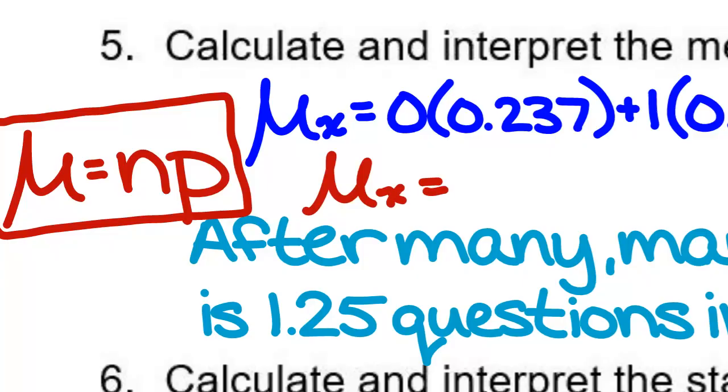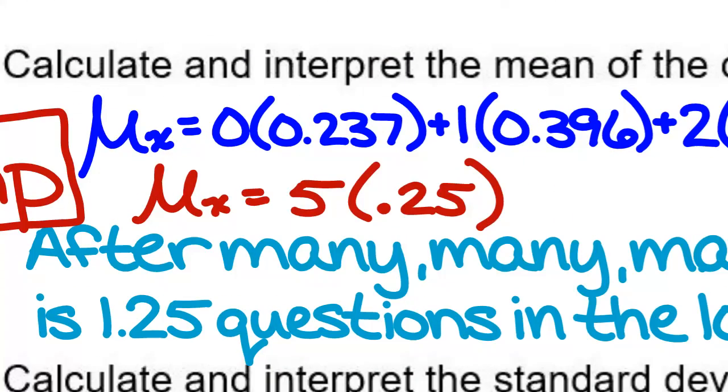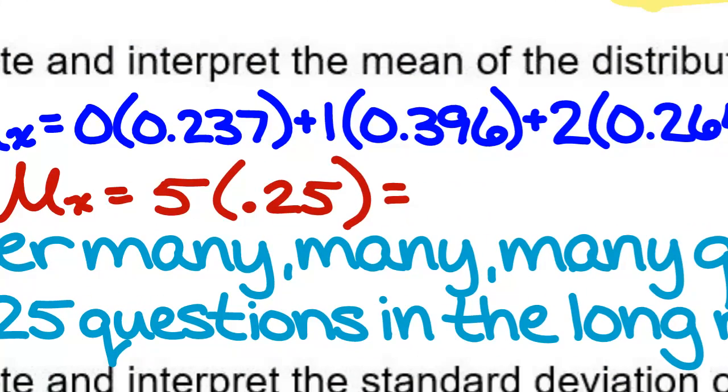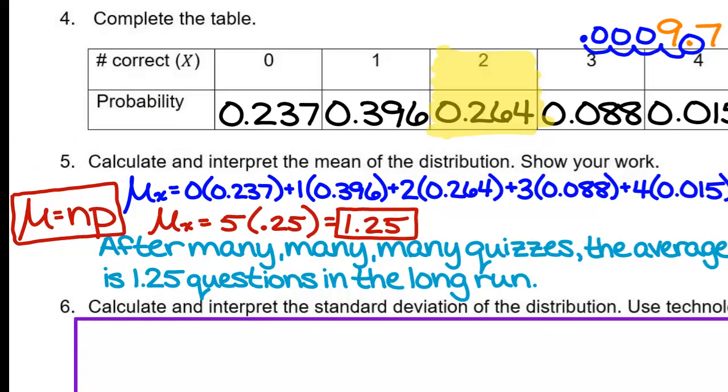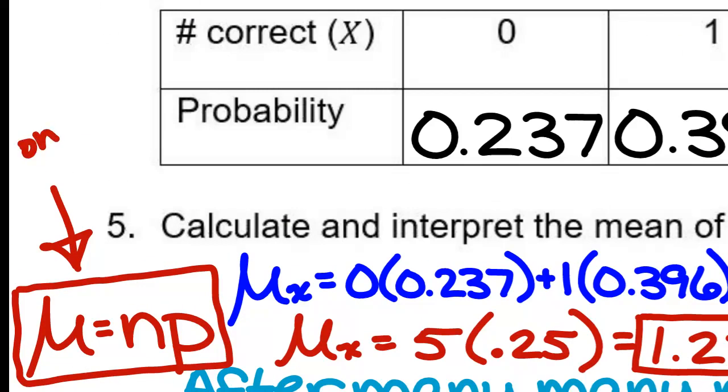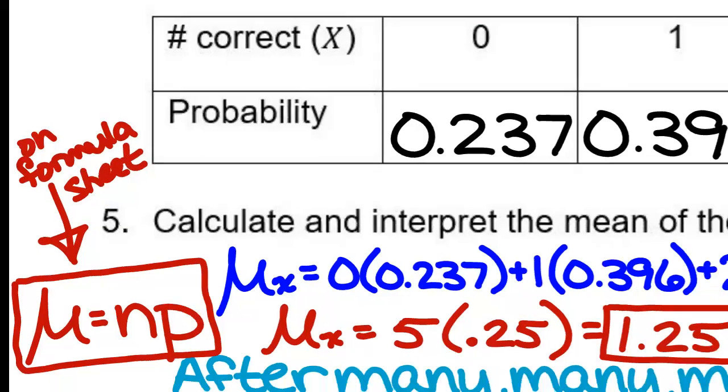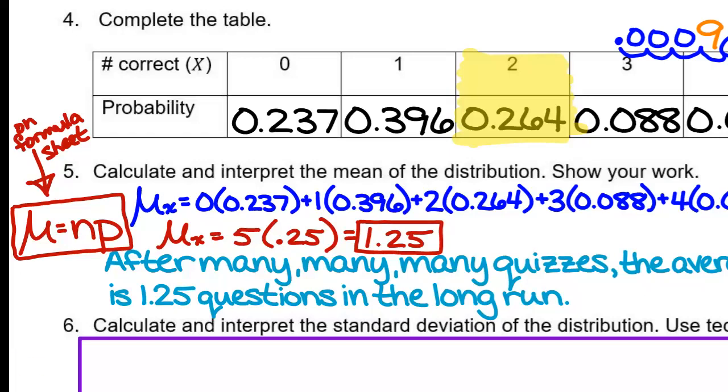What was our n value? 5 questions. P was 0.25. What do you get when you do 5 times 0.25? 1.25 exactly. You get the formula right here on the formula sheet. You do not have to memorize that. It's on the front page.